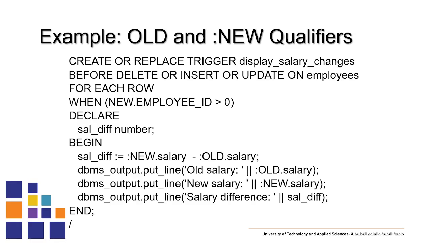In case 2, an insert operation will be there. If a new employee is inserted with a new salary of 6,000, the condition new.employee_id greater than 0 will be satisfied, and the trigger will be fired. But the old salary is not applicable for an insert, so there is an error when trying to subtract the old salary from the new one. The trigger logic might need modification to handle the insert operation correctly, or some errors might occur.